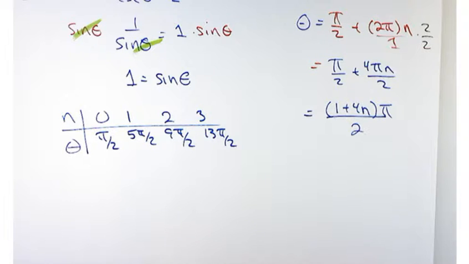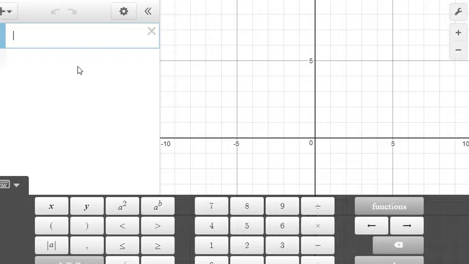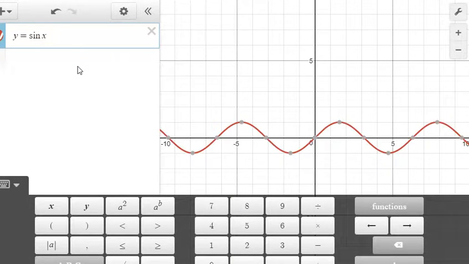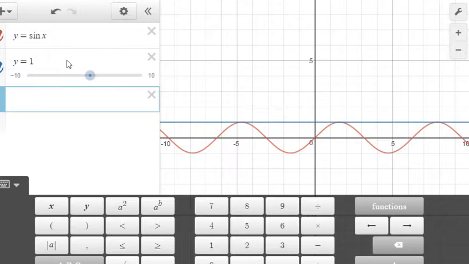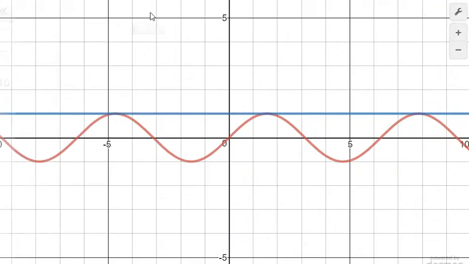Let's see that that's actually true, and let's see that in a visual way. Now, I'm not going to graph all of it, but let's take a quick look at a graph of just the sine function. Y equals sine of x, and then y equals 1. Now, what I want to see is where these things intersect.